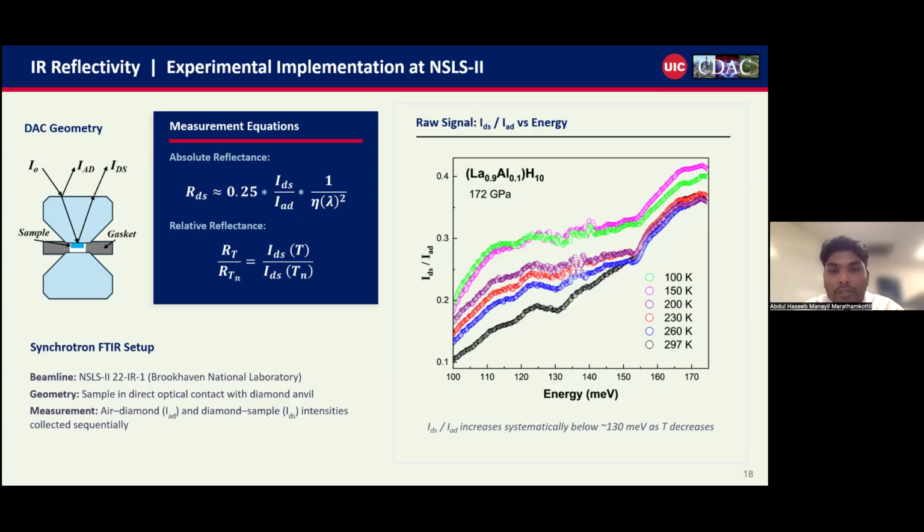So the raw data on the right here shows IDS over IAD versus photon energy from 100 meV to 175 meV at temperatures from 297 Kelvin to 100 Kelvin. Already in the raw signal, you can see this trend below 130 meV. The ratio increases systematically as temperature decreases. The sample is becoming more reflective in the far infrared as it cools. So this is a hint of what's happening, and the next slide shows it clearly.